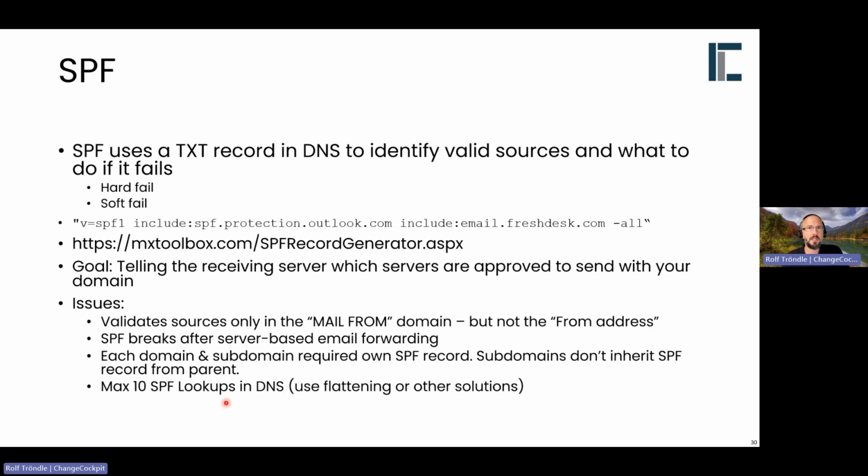So if you have this scenario, then you could use flattening or other solutions. There are third-party solutions available which do this flattening automatically for you. You don't have to do it yourself, because flattening means you resolve this IP address and all recursive IP addresses below, and then add all these IP addresses as IPv4 statements in your SPF record. Then you have many IP addresses in your SPF record, but there is no DNS lookup involved afterwards, so everything is fine from this perspective.